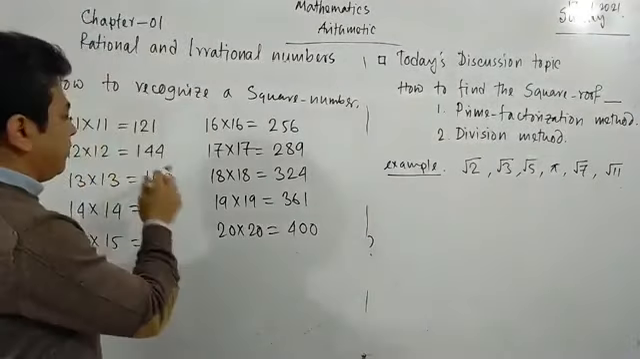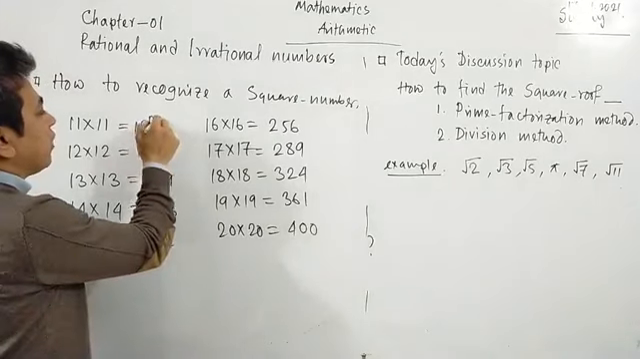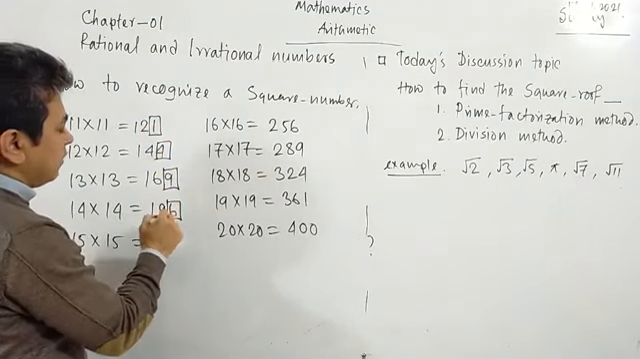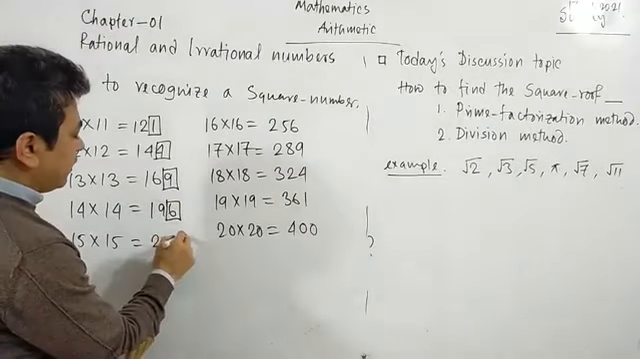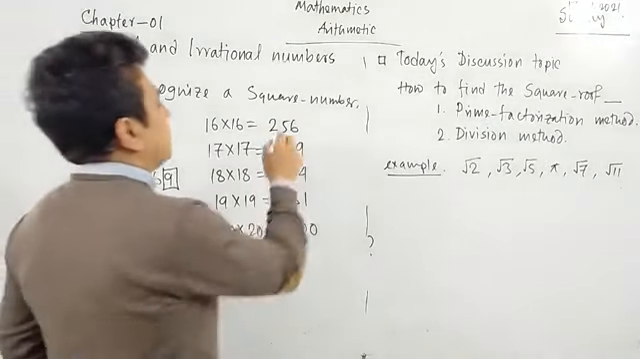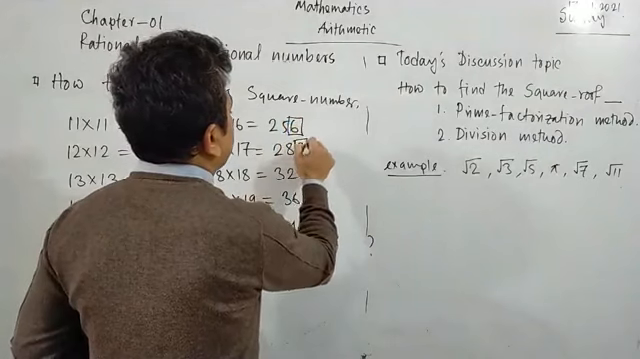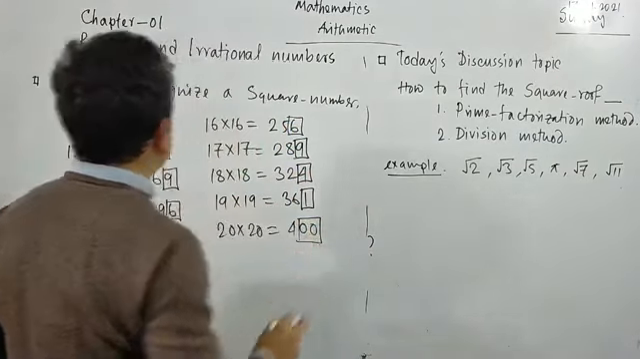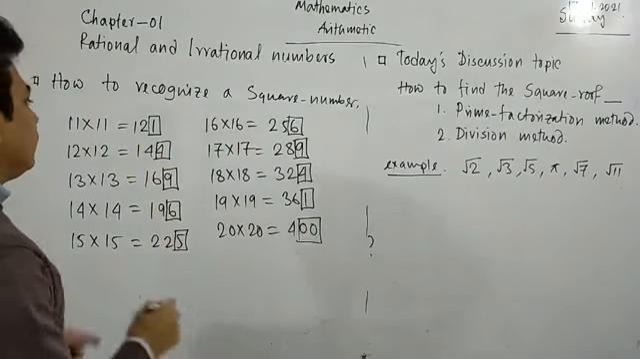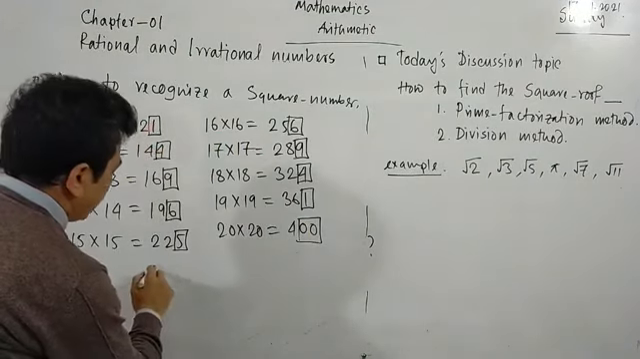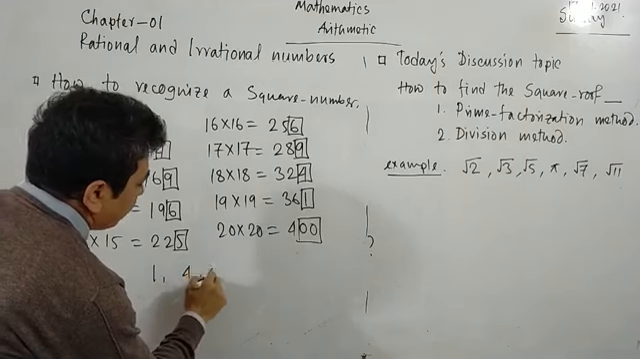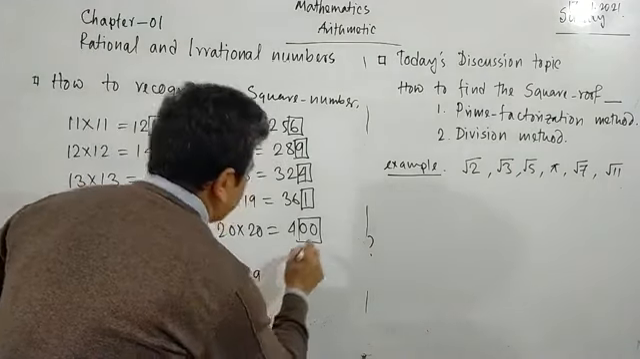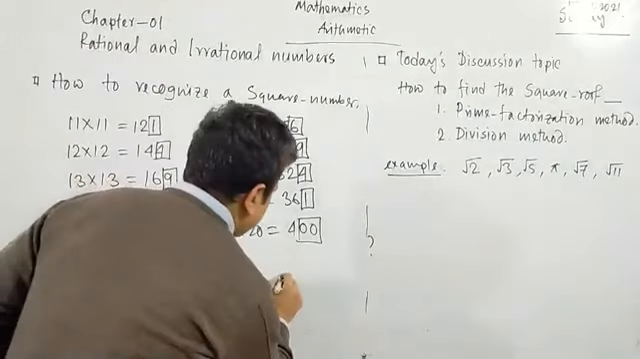So look at that here. Every single number: here is 1, here is 4, here is 9, here is 6, and here is 5, and here is 6, here is 9, here is 4 again, and here is 00. So what we have found here: 1, 4, 5, 6, 9. And when you get 0, it must be 00.